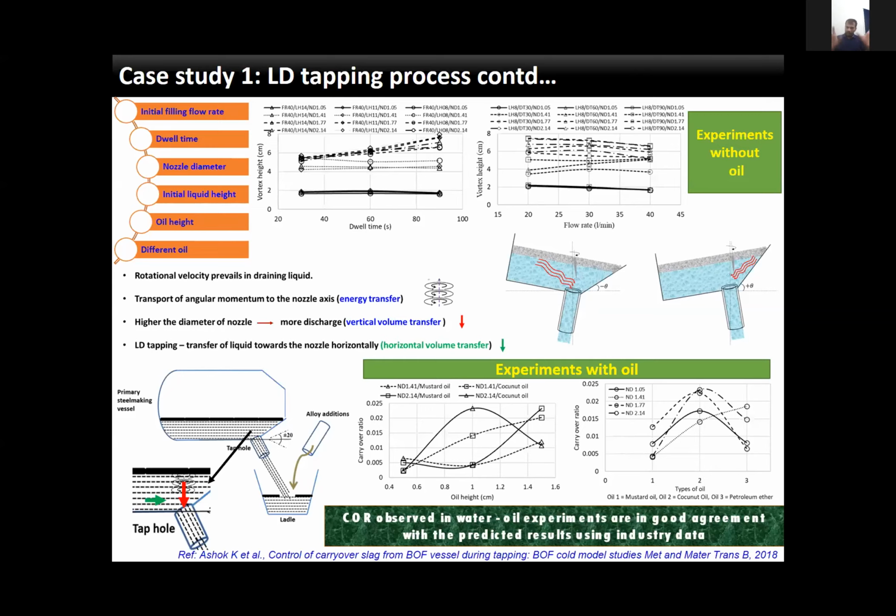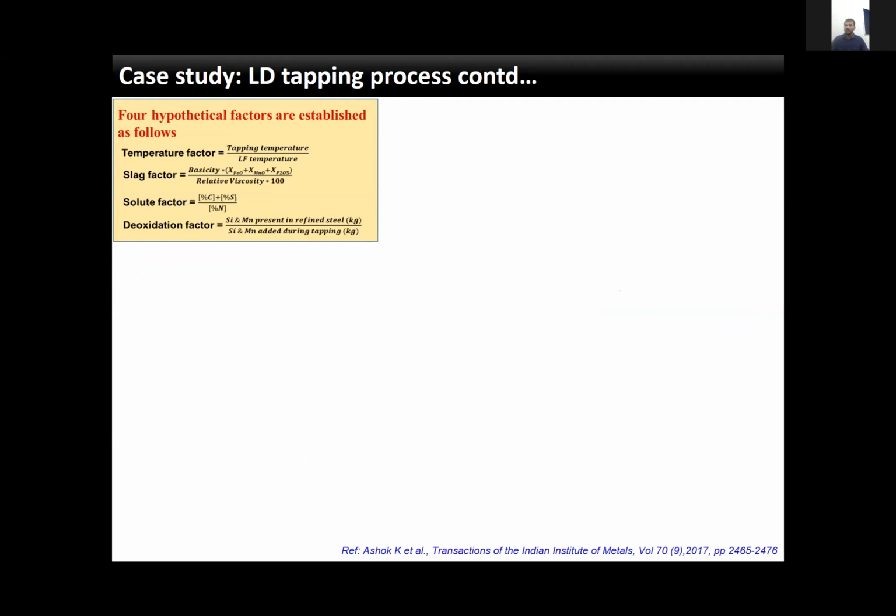Okay, so this is one of our recent studies, an exhaustive study on that. And as I already told, we adopted some theoretical approaches to quantify the slag carryover.